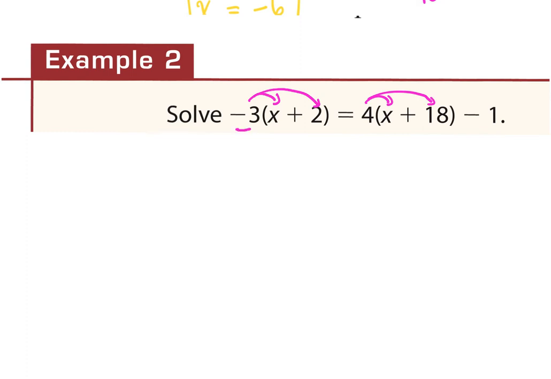So I have negative 3 times x. That's just negative 3x. I have negative 3 times positive 2. Negative times a positive, negative 6. And that side is about as simple as it gets, right? I can't do anything else. Over here, 4 times x gives me 4x. 4 times 18 gives me, what, 72?